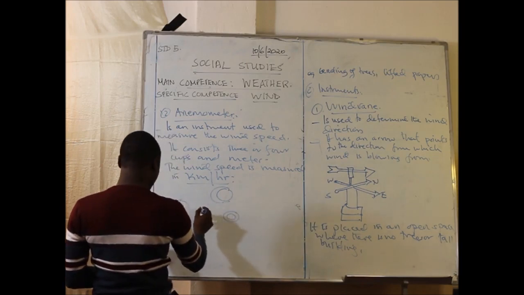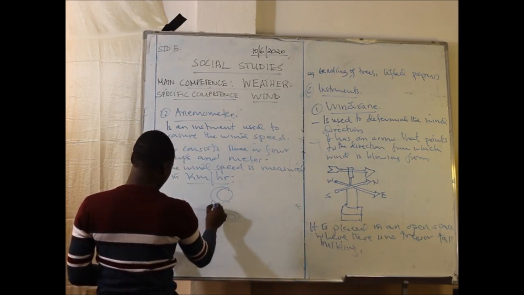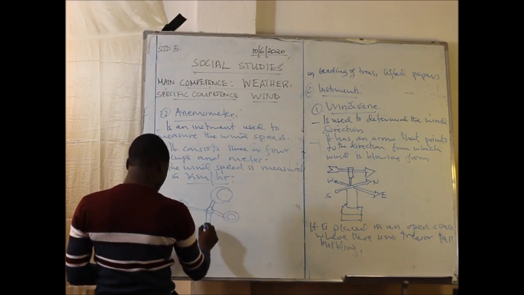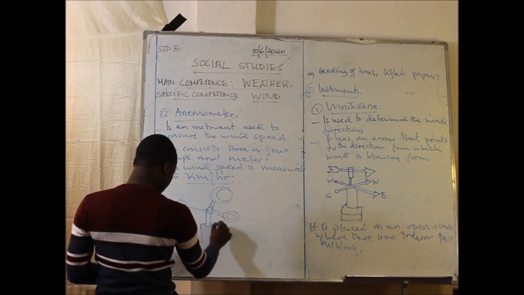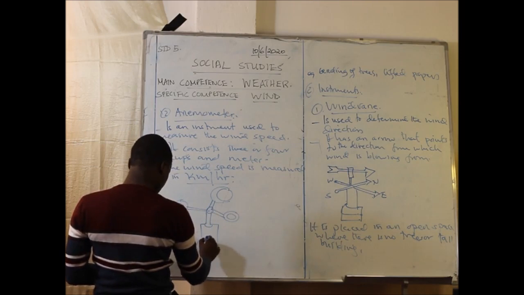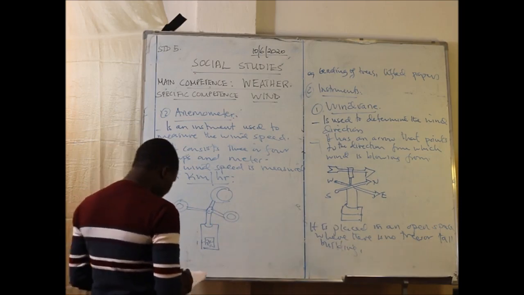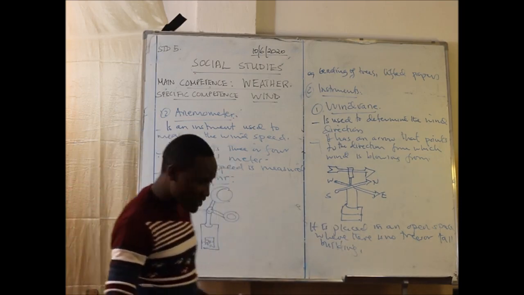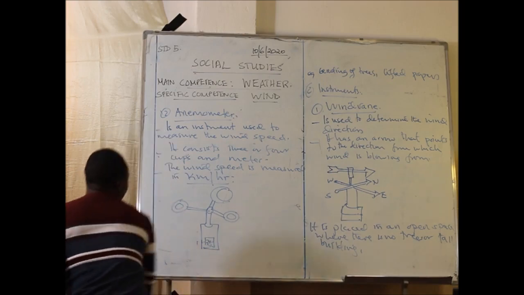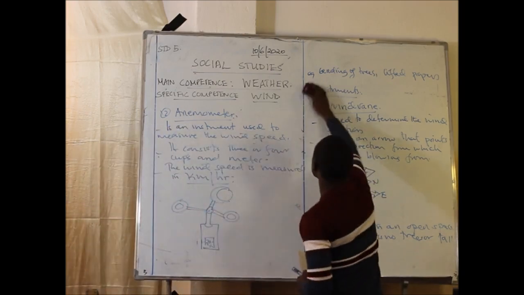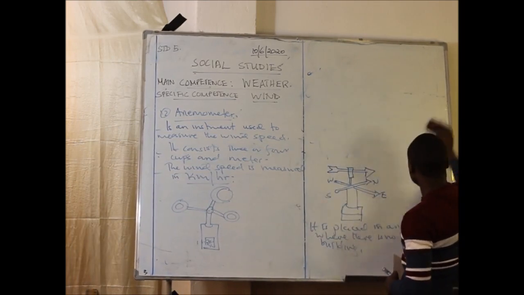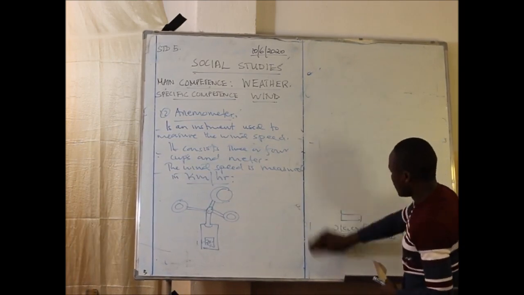Following is the diagram of an anemometer. That is how the instrument, the anemometer, is used to measure the wind speed. But also we have this one known as the windsock.